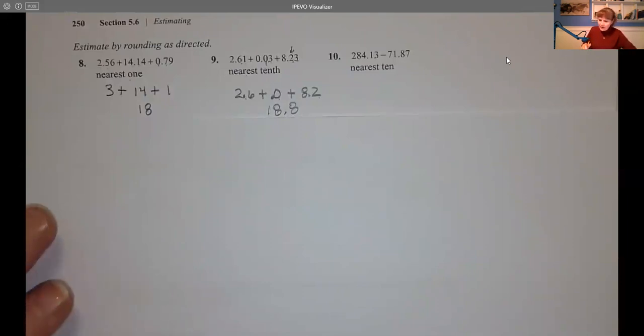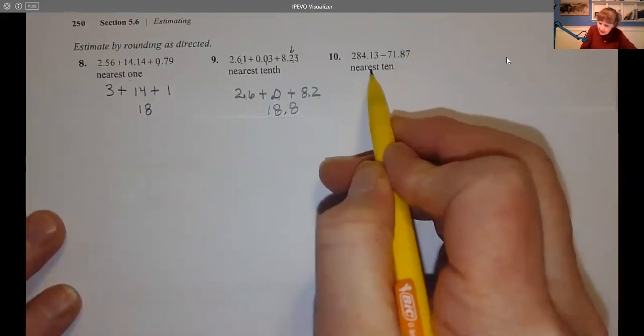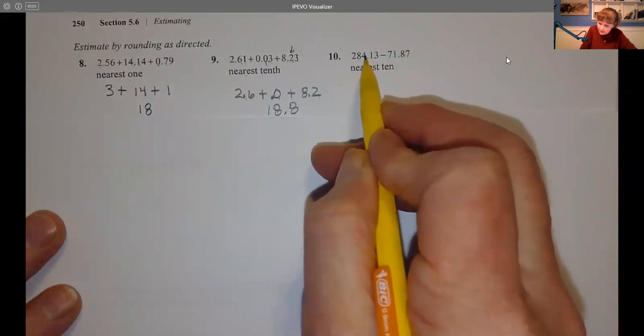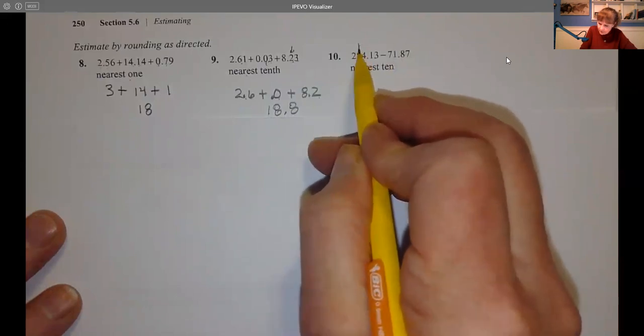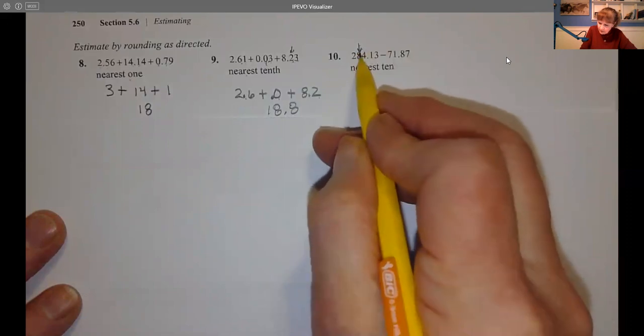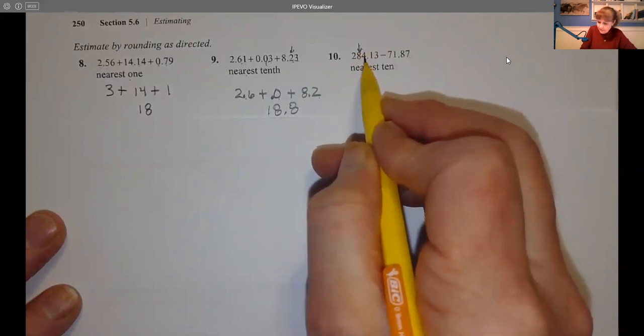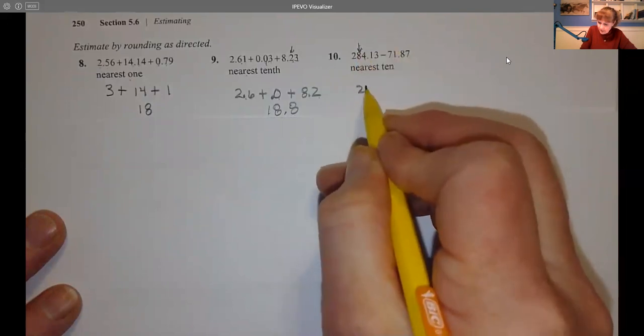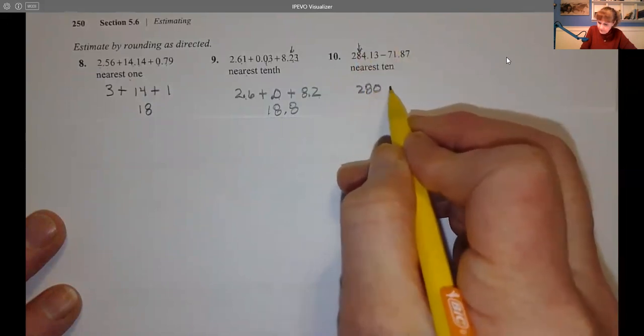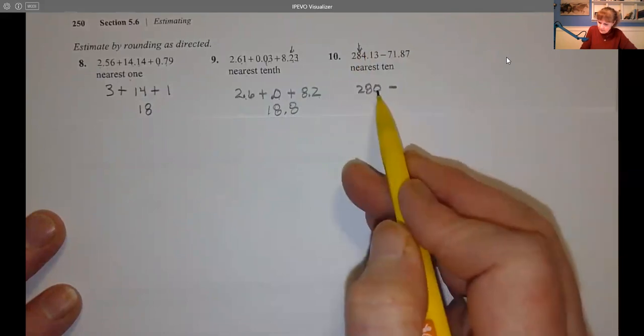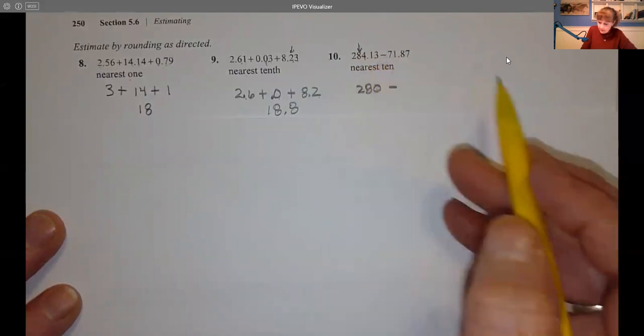This one isn't too long. Let's go ahead and do this. To the nearest 10. So we've got ones, tens. So we're going to round this here. You look to the right, and it's less than 5. So 280. And then you have a 0 there, and you don't need the decimals.